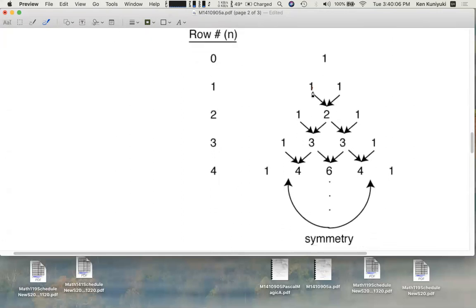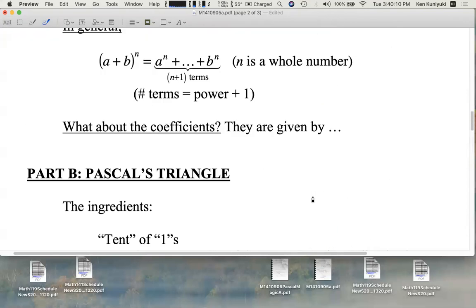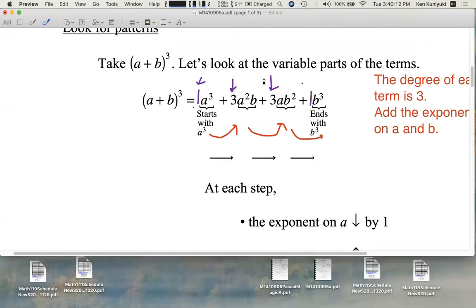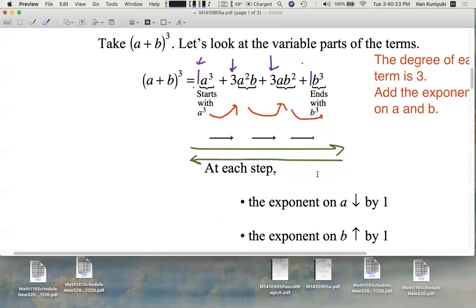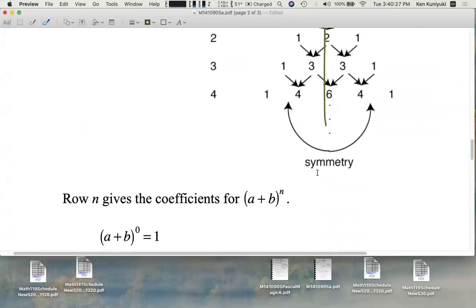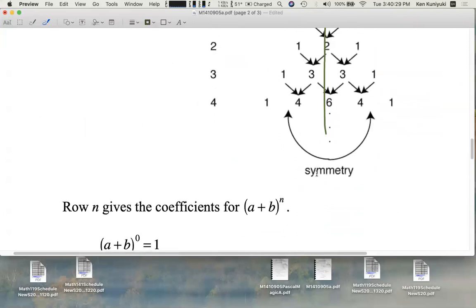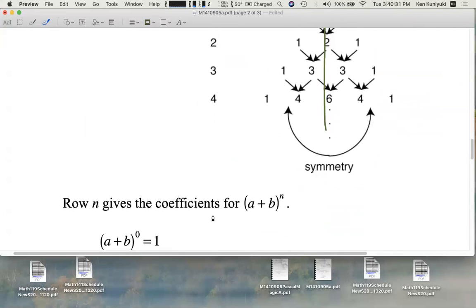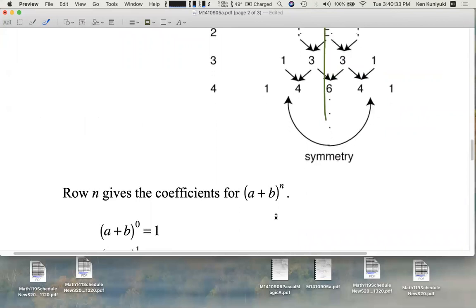Notice we have symmetry. We have symmetry about this central axis. That explains why, over here, for example, it's okay if you switch A and B. There's a symmetry. You can go either this way or this way. All right, 1, 3, 3, 1, you have symmetry among the coefficients. All right, so row n gives the coefficients for a plus b all to the n.